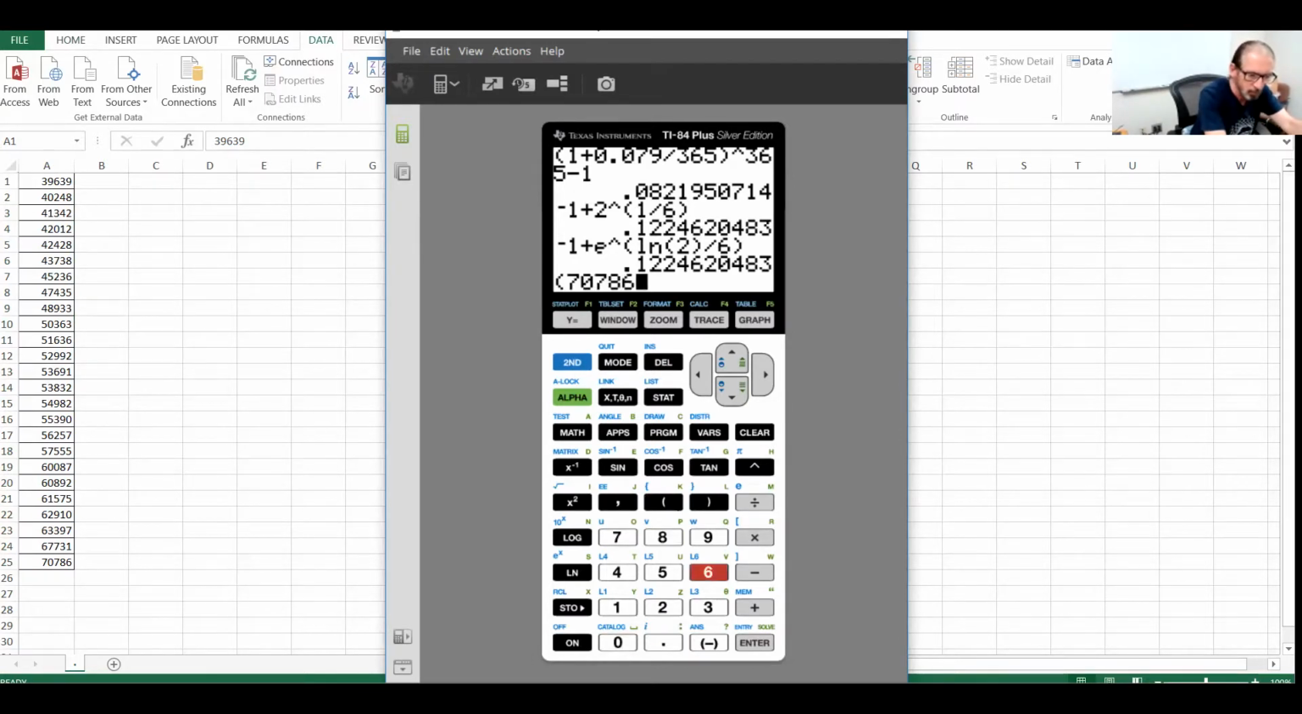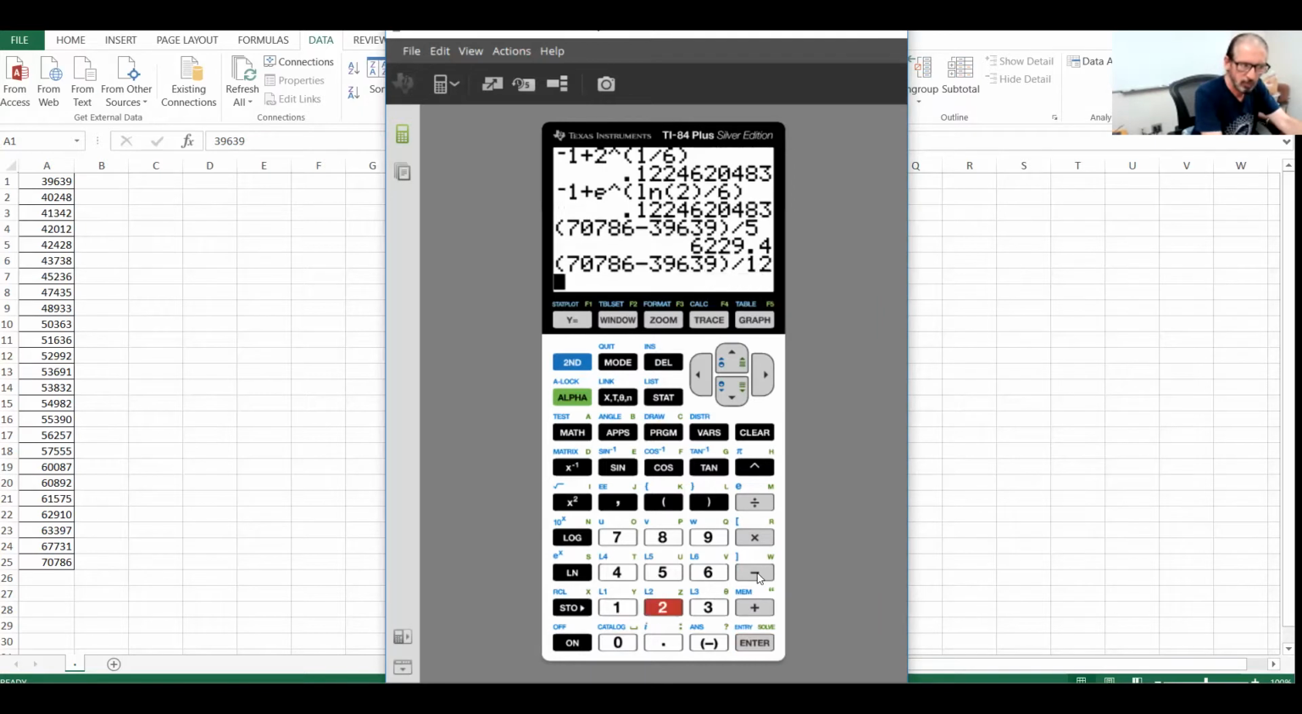70,786 minus, let me get those controls out of the way. Okay, minus the minimum score of 39,639, and then you can divide it by any whole number between 5 and 12. For example, if I divide by 5, that gives me 6,229.4. If I divided it by 12, that would give me 2,595.5 something.